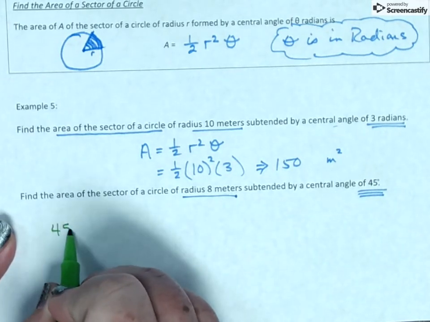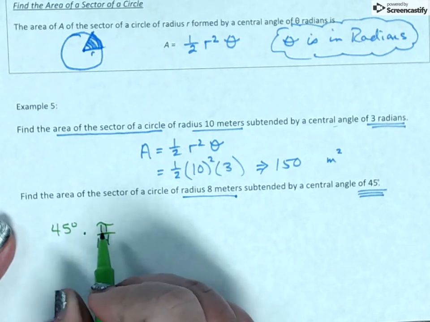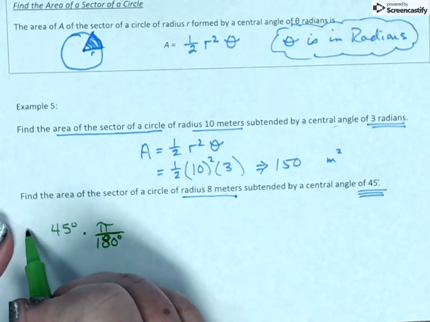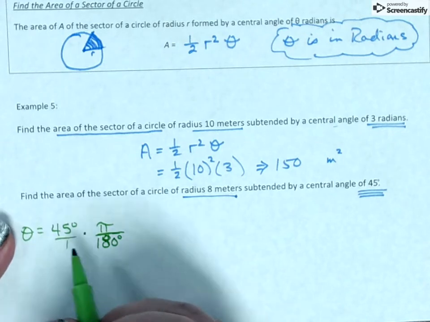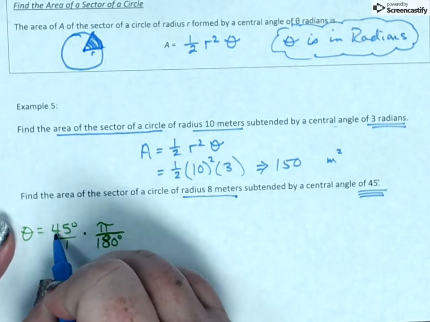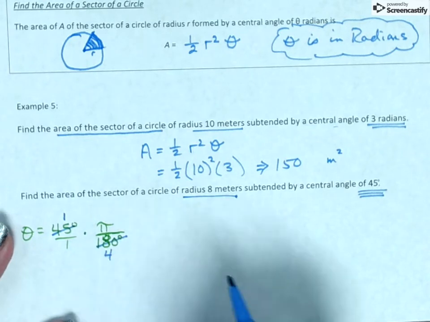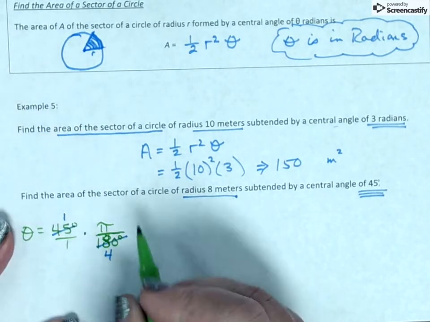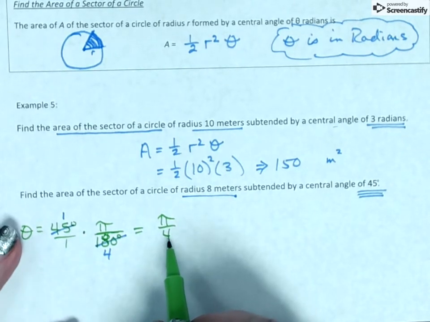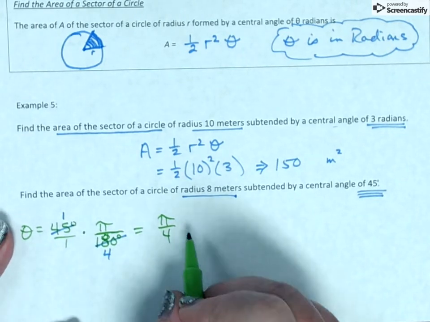So I'm going to take 45 degrees, multiply that by pi over 180 degrees. This is our theta. We're going to simplify, which means that 45 goes into itself once, 45 goes into 180 4 times, and that's going to give us pi over 4. Now, think about the unit circle. Where was pi over 4? It was at 45 degrees. So we know that's right. That's our theta in radians.